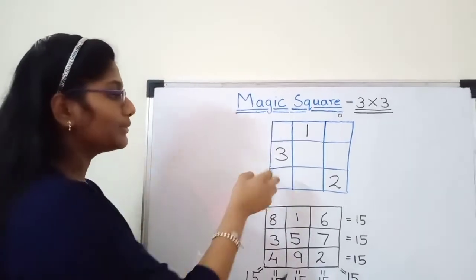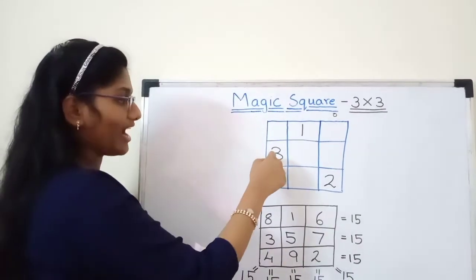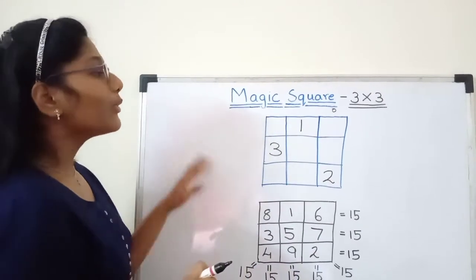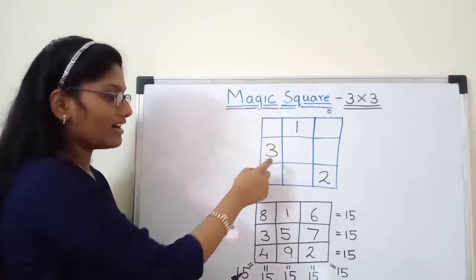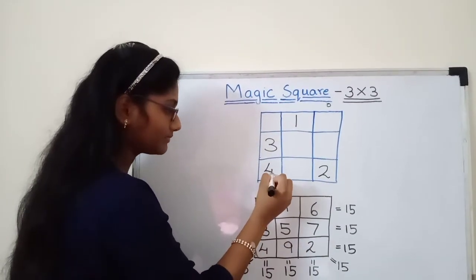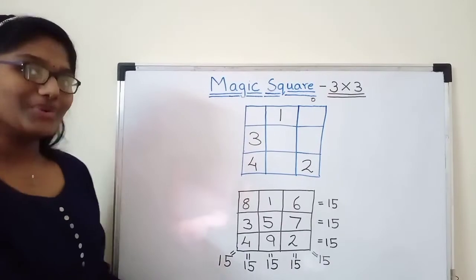Okay. Now again we'll move up, right. Now right, and there's already a number over there. So we are going to write the next number under the previous number. We are going to write 4 under 3. This was our rule number 4.